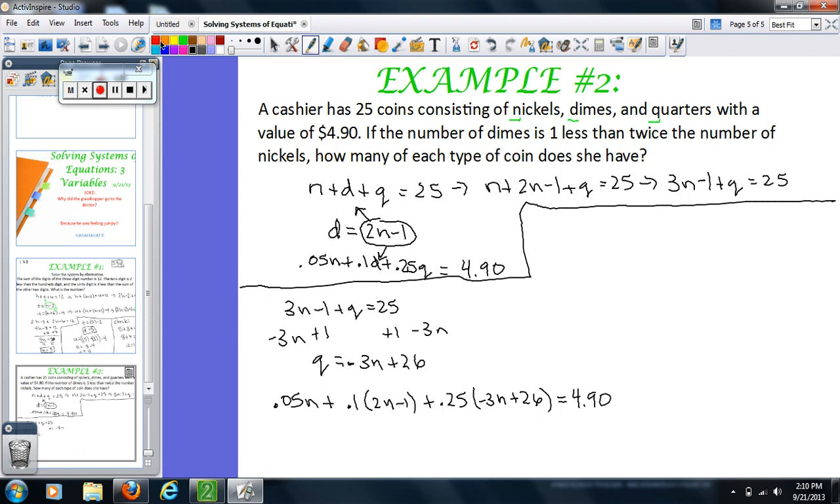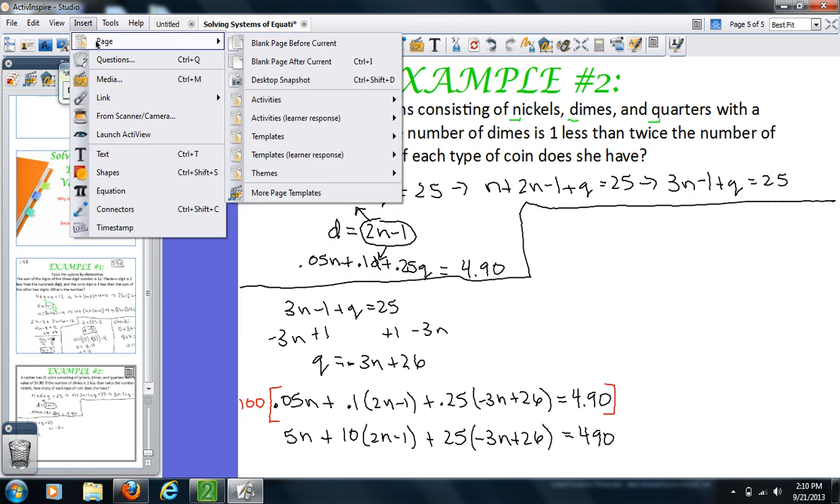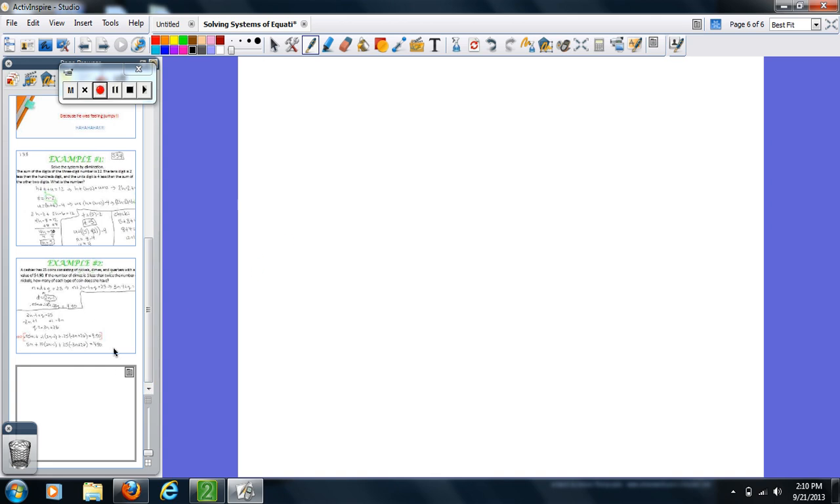So I'm going to go ahead and multiply this entire equation. Now we need to get rid of all the decimals, so I've got 2 numbers after the decimal here, 2 here, 2 here. So I have to multiply by 100 to get rid of all of my decimals. That's going to give me 5n plus 10 times 2n minus 1 plus 25 times negative 3n plus 26 equals 490. And now I have an equation that we can actually solve. So let me go ahead and insert a new page here. Okay, and I'll rewrite the equation.